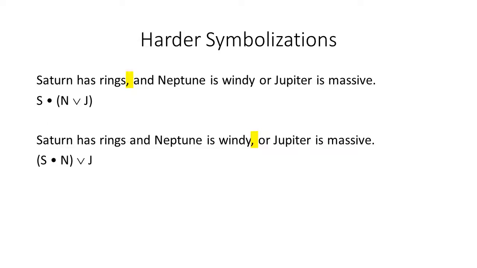Compare that to the placement of the comma in the second one. Saturn has rings and Neptune is windy, comma, or Jupiter is massive. And there we have left parenthesis S dot N right parenthesis, wedge J. Say those two sentences aloud to yourself, or silently to yourself. Do you hear the difference between them? That's the sort of difference we're trying to capture with these parentheses.